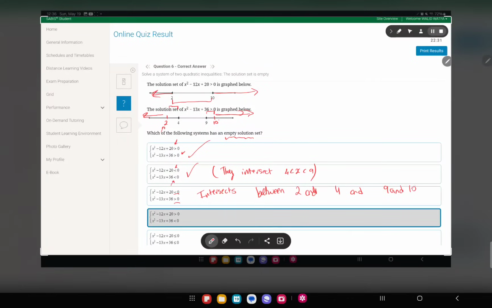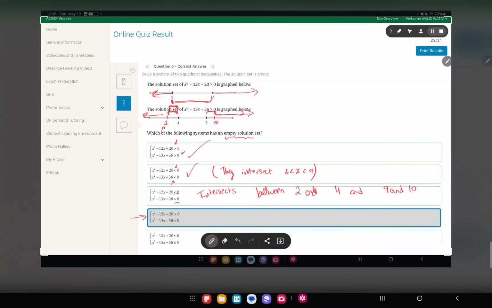Okay, this 2 here is when it's less than 0, right? Between 2 and 10. Okay, so if you look at the two graphs, this would intersect. There would be a small part of it here in between the 2 and the 4. It would work, and it would work. And between the 9 and 10, it would work.